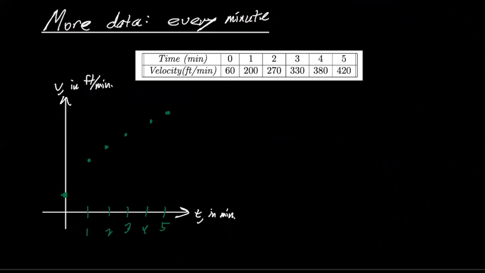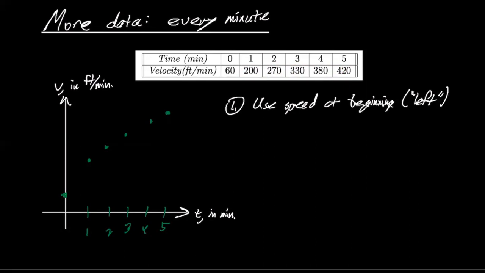Let's assume we're going 60 feet per minute for the whole first minute. Let's assume we're going 200 feet per minute for the whole time from minute 1 to minute 2, from time t equals 1 to t equals 2. And so on. But then notice we wouldn't actually be using this value 420, because we're throwing that away at the end. So one of our guesstimates could be to use the speed at the beginning of each time interval. And I'm going to say, just because it's going to come up later, the left, if you think about this picture of this graph, the left of each time interval.